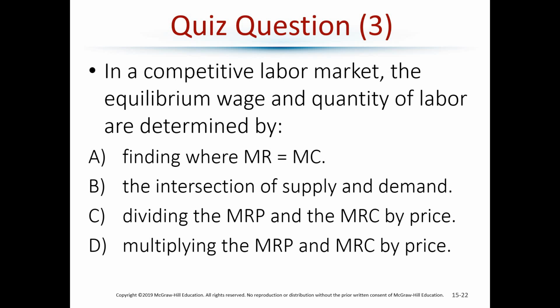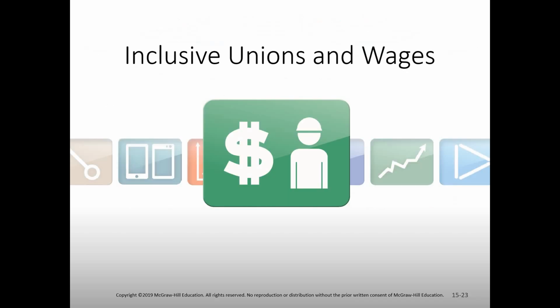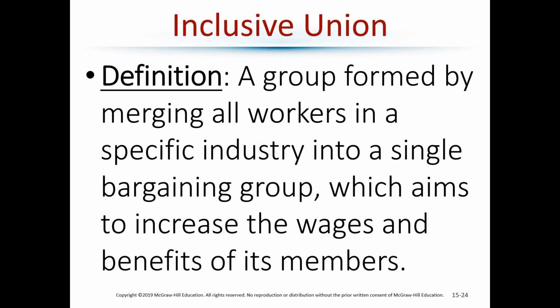All right, competitive labor markets. The equilibrium wage and the quantity of labor are determined by what? The intersection of supply and demand for the labor, MRC and MRP, right? All right, and again, the other book does a better job of talking about this, but let's talk about unions. A union is a group formed by merging all workers in a specific industry into a single bargaining group that aims to increase wages and benefits, right?